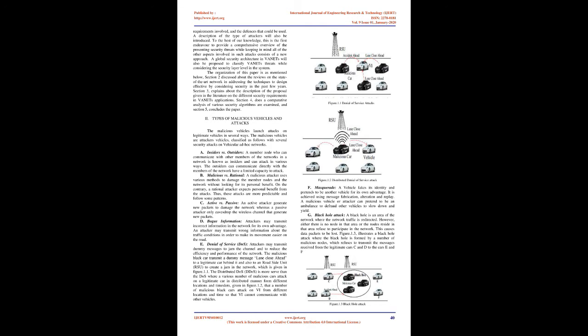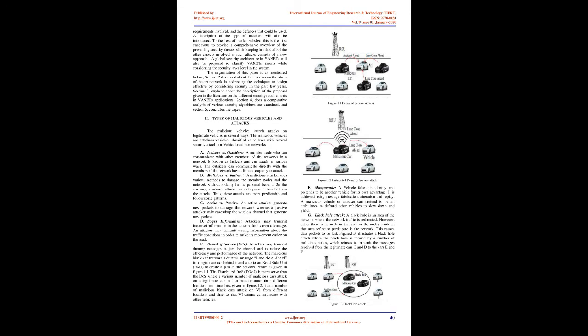2. Types of malicious vehicles and attacks. The malicious vehicles launch attacks on legitimate vehicles in several ways. The malicious vehicles are attackers' vehicles, classified as follows with several security attacks on vehicular ad hoc networks. A. Insiders versus outsiders. A member node who can communicate with other members of the network is known as an insider and can attack in various ways. The outsiders cannot communicate directly with the members of the network and have a limited capacity to attack.